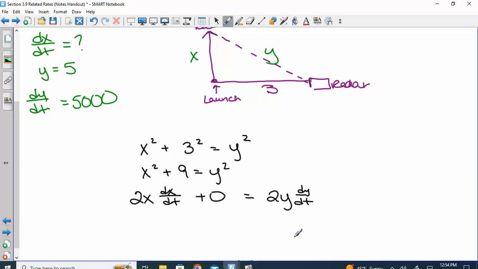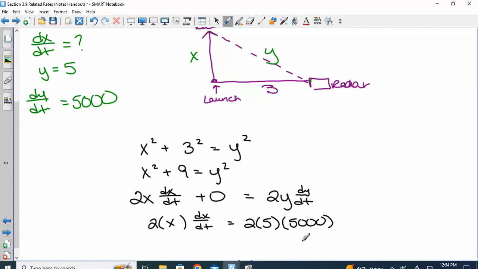So far, so good? Now, I'm looking for dx/dt, so I really need values to plug in for everything else. I don't know my x, I wasn't given that. I know my y is 5, and dy/dt is 5,000. But am I going to be able to figure out dx/dt if I still have an x here? No. So how can I find x?